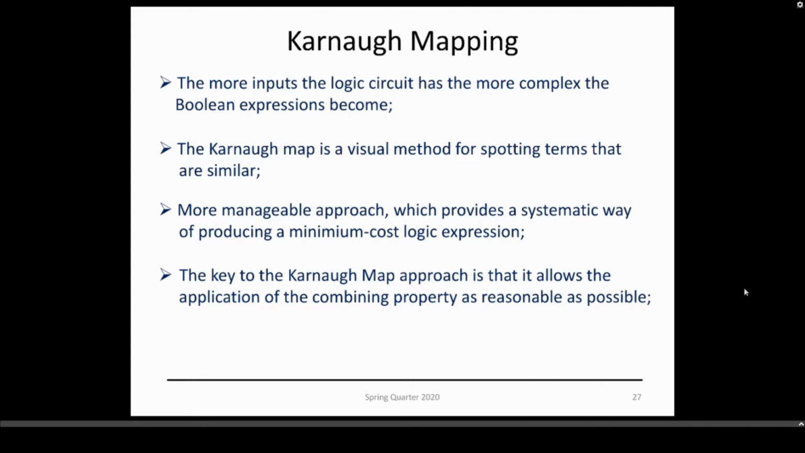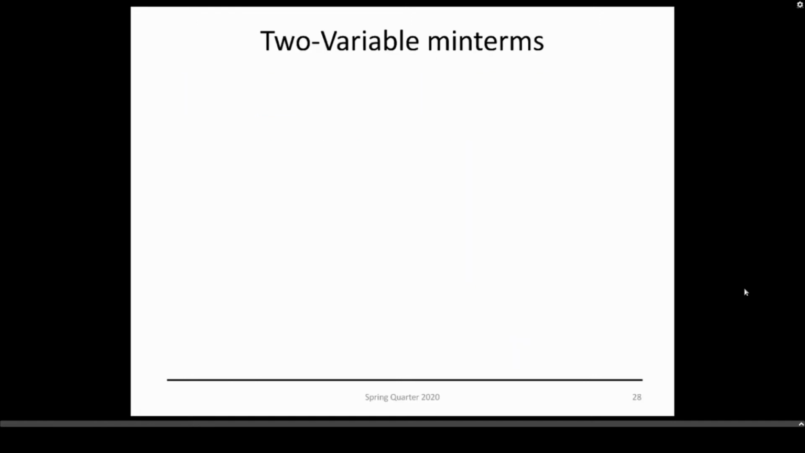And the key to the Karnaugh mapping approach is that it allows the application of two properties, which are these ones, 14a and 14b, from the chapter of the book that I'm providing on Canvas. And you're pretty much applying these two properties of Boolean algebra, but in a visual way. So let's look at the two variable min terms.